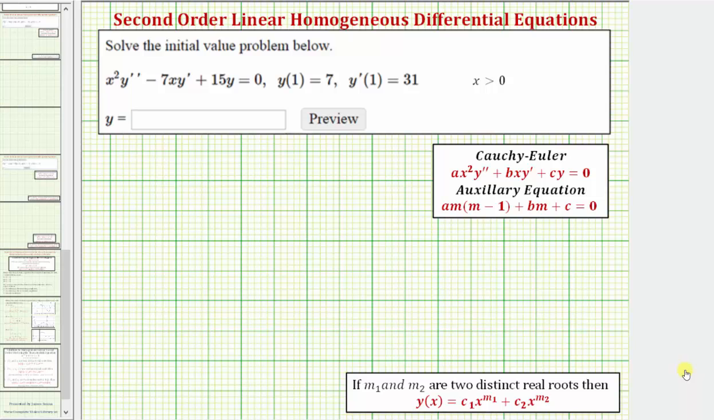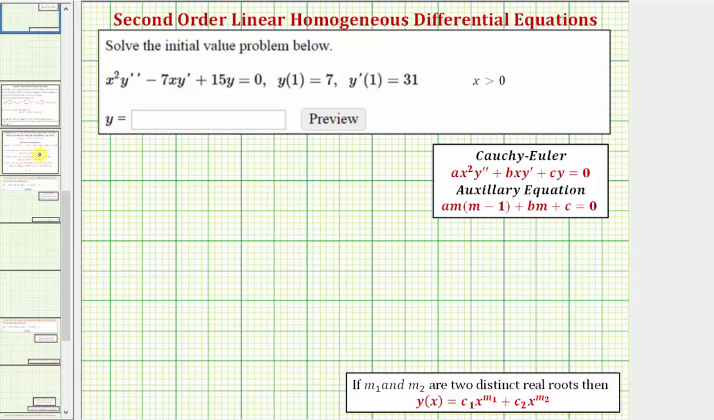Welcome to an example on how to solve an initial value problem involving a second-order Cauchy-Euler differential equation. A second-order Cauchy-Euler differential equation fits this form here. The important thing to notice here is that for each term, the degree of the coefficient, which is a function of x, equals the order of the derivative.